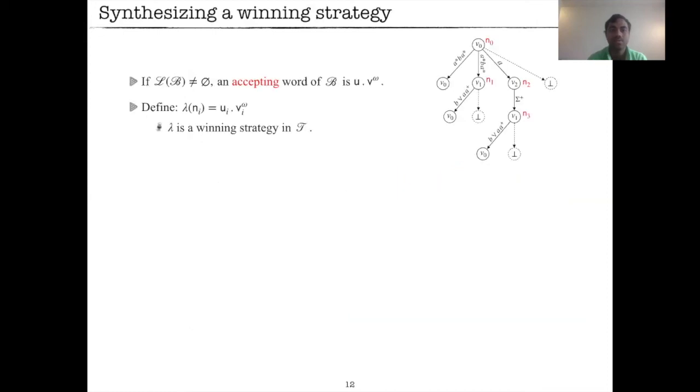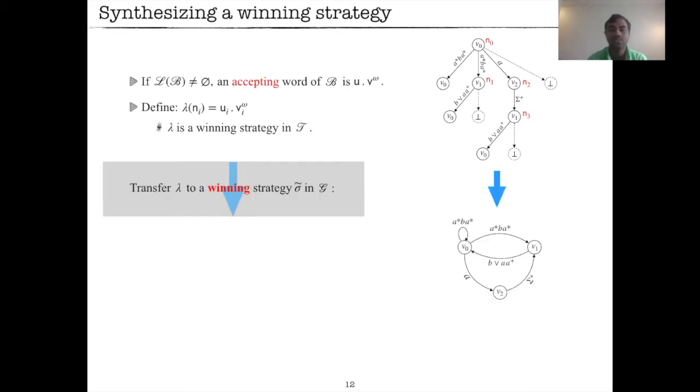Now I will talk about synthesizing a winning strategy. One can not only decide the safe coalition problem, but also synthesize a strategy if there exists a winning strategy in the arena. If the language of B is non-empty, then an accepting word of B will be of the form u v power omega. Then we define a strategy in the tree as follows. Lambda of node n_i is the i-th component of the word u v omega, that is, lambda of n_i equals u_i v_i omega. And one can show that this lambda is actually a winning strategy in the tree.